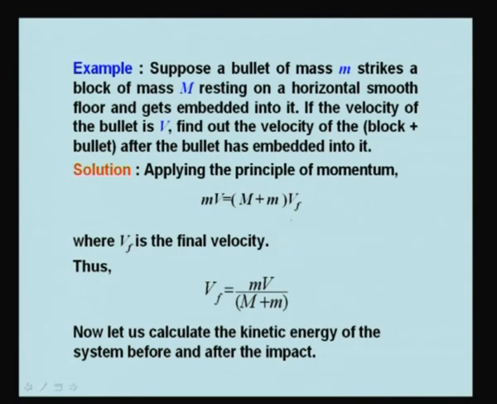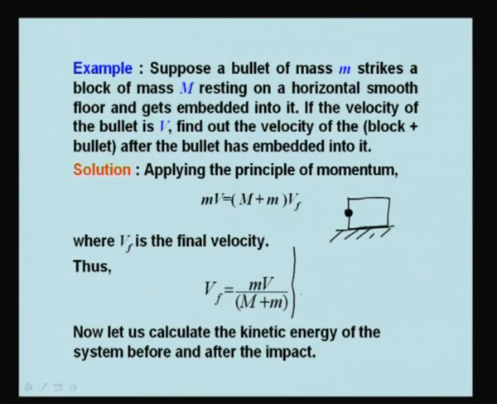Now, this is the final velocity of the block. So if the block is resting on a smooth floor and a bullet of mass m moving with velocity capital V has embedded in it, then the final velocity of the block will be m capital V divided by m plus m.